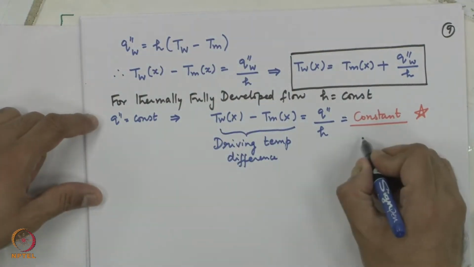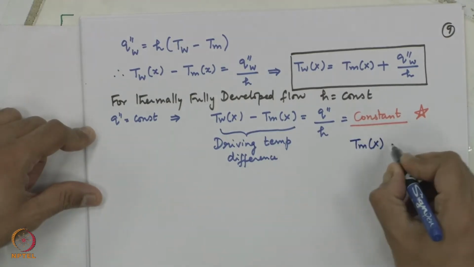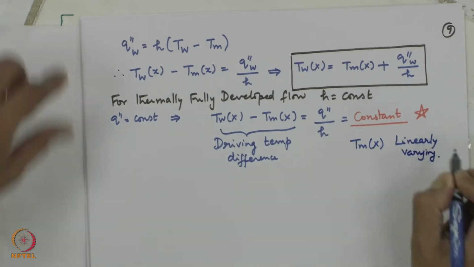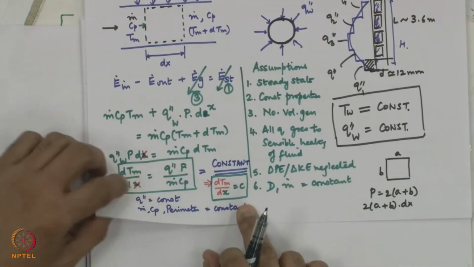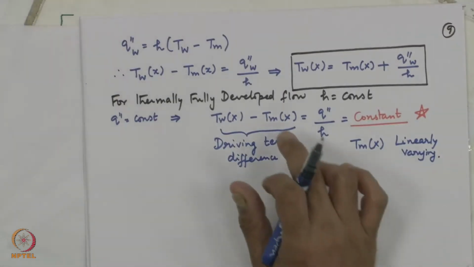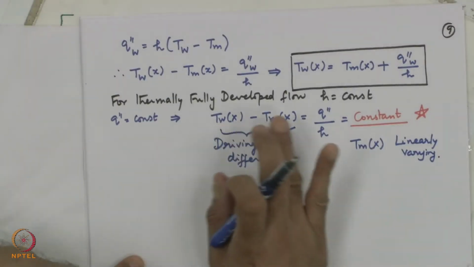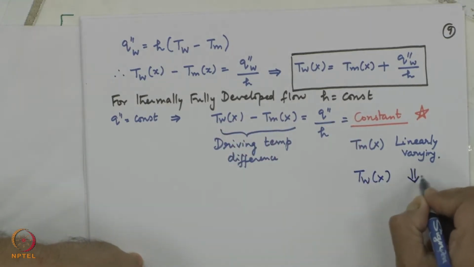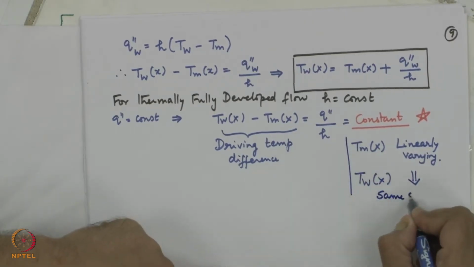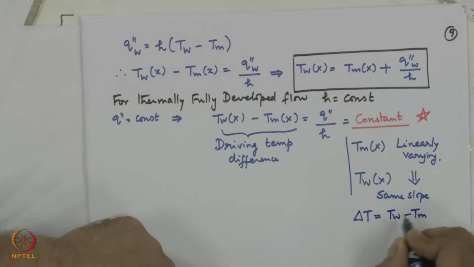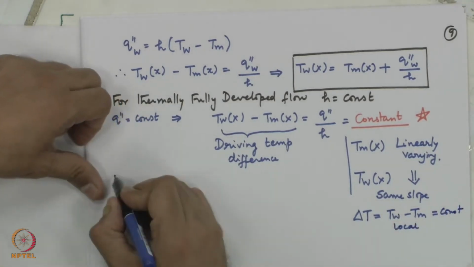What did we show? Tm of x is linearly varying. How did we show that? Because we came up with dTm by dx is equal to constant. The slope of the Tm variation is constant, which means it is a straight line. If this is varying as a straight line and the difference between T bulk mean and T wall is a constant, that means Tw also varies linearly, with the same slope. So, delta T, Tw minus Tm local, is constant. That means the lines are parallel.